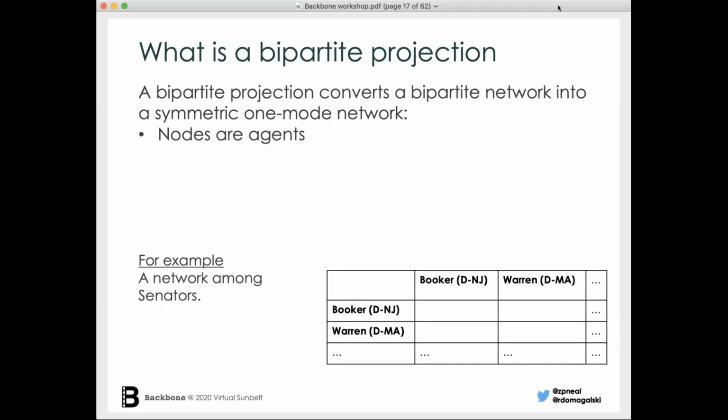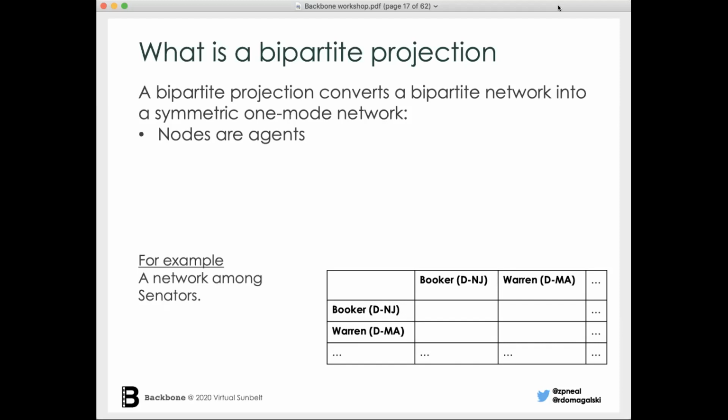What we're particularly interested in this workshop are bipartite projections. So a bipartite projection converts a bipartite network into a symmetric one-mode network. And these bipartite projections have a number of unique features. So first, bipartite projections contain nodes that represent the agents. So you'll notice the artifacts at this point have disappeared.